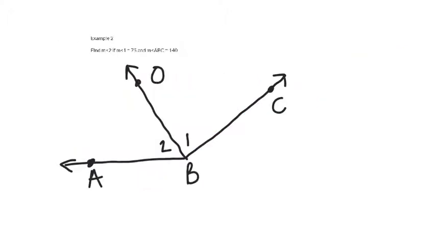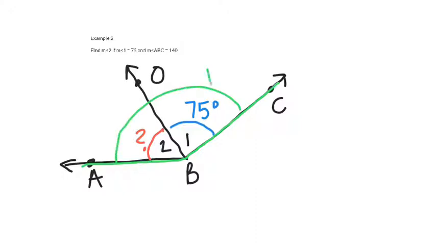Alright, example 2. Find the measure of angle 2 if the measure of angle 1 is 75 and the measure of angle ABC is 140. So find the measure of angle 2. This is the angle that we're missing here. We don't know what this chunk is. The measure of angle 1, this chunk, is 75. The measure of angle ABC, so this entire thing, is 140.